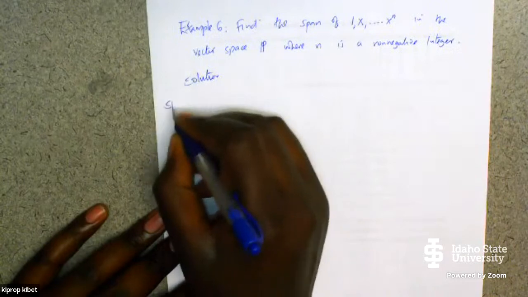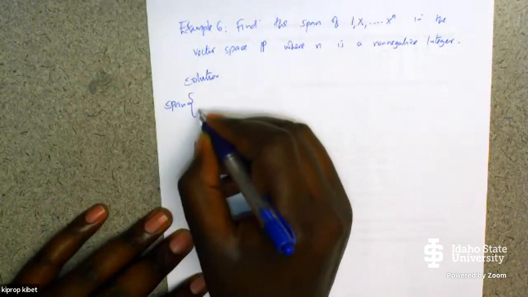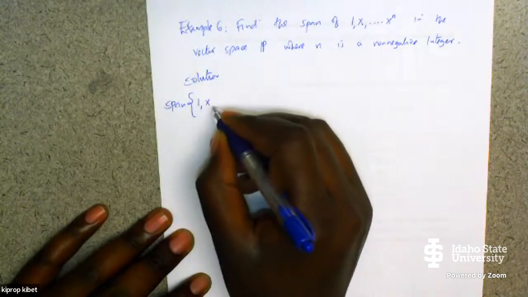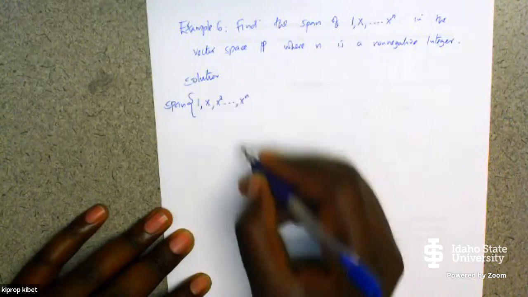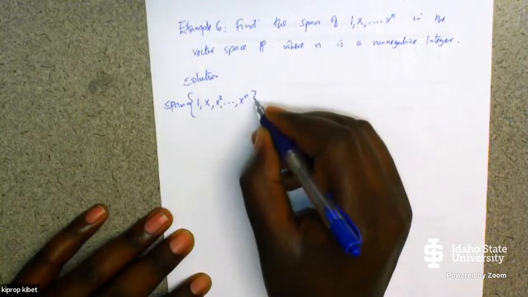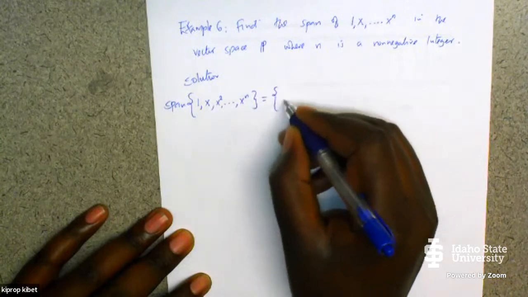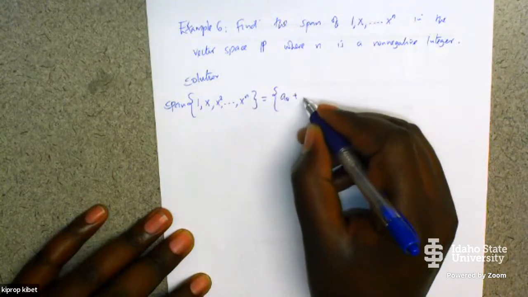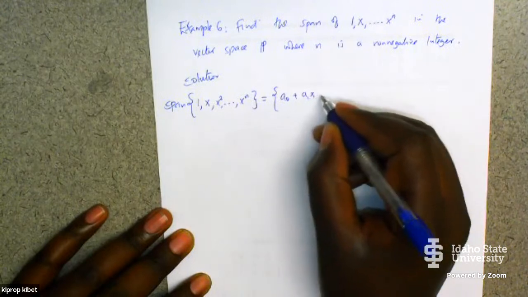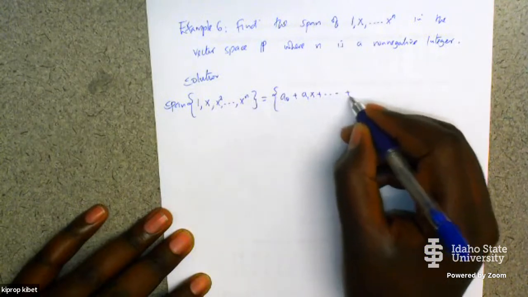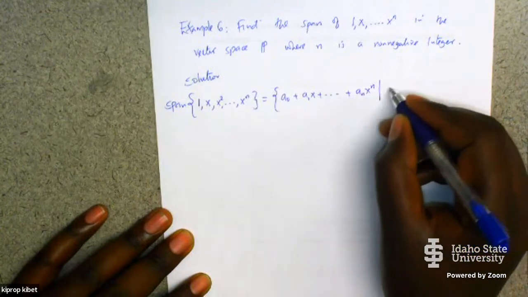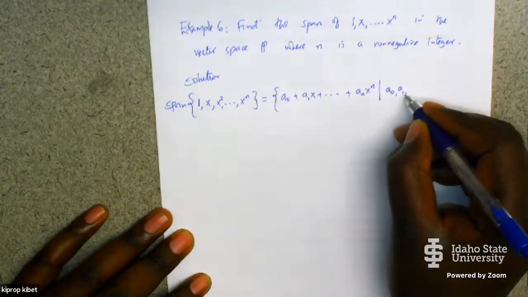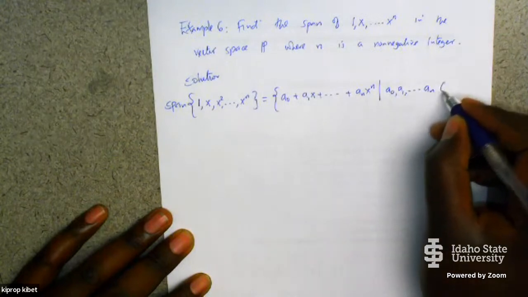The span of 1, x, x squared, all the way to x^n is basically the same as a naught plus a1 x plus all the way to an x^n, such that a naught, a1 all the way to an are elements of what?